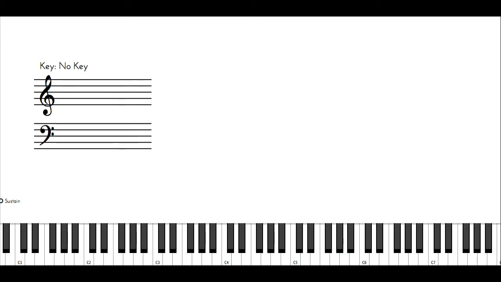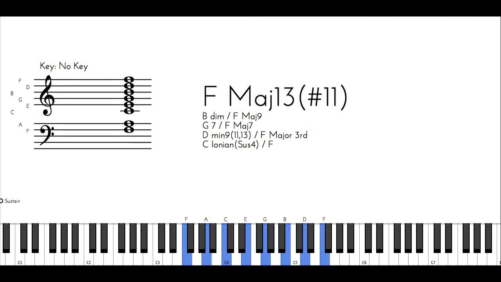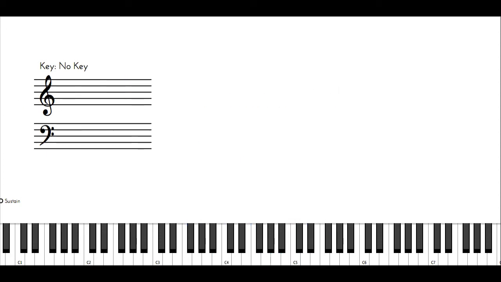Another way you can look at the F Lydian mode is just looking at it as 2 chords stacked on top of one another. So you could have F major 7, and then you have G dominant 7 stacked on top. That's another way to look at it. Or you can look at it as just G over F.